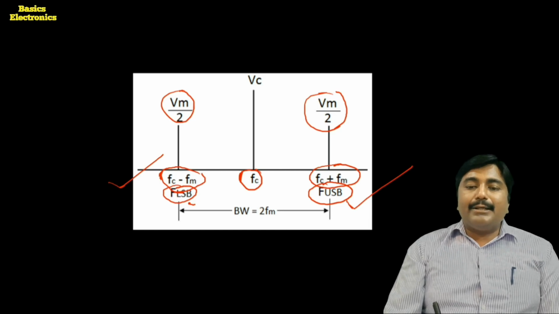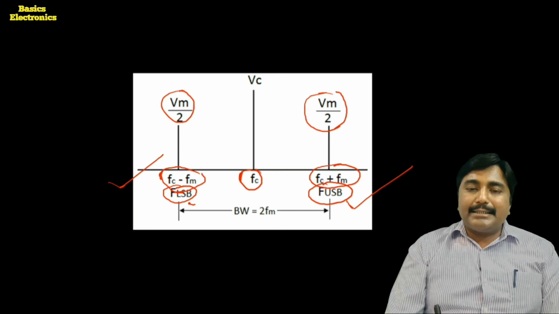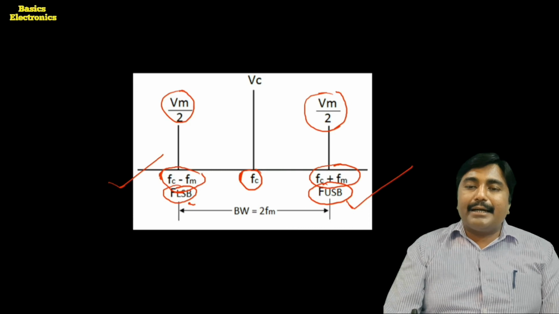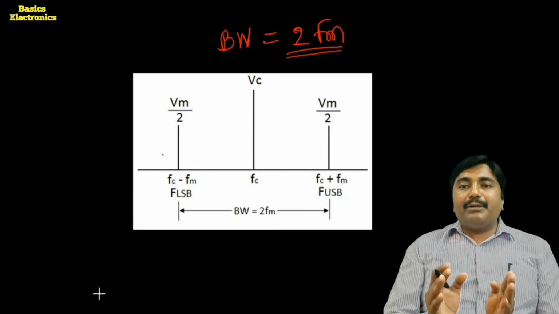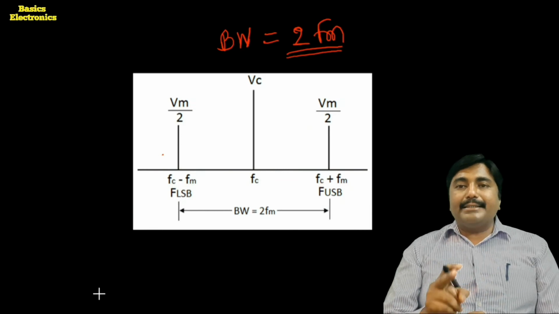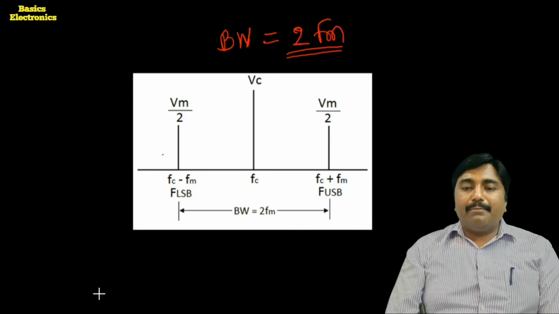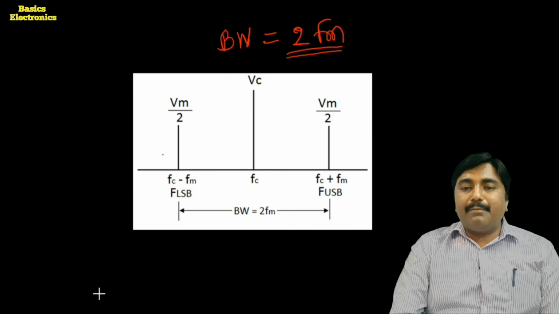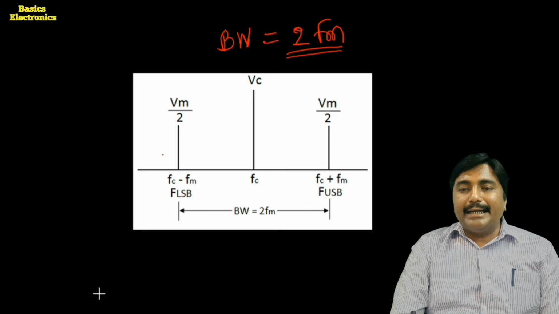Okay, the frequency domain display gives us the bandwidth of the amplitude modulated signal, because there are two frequencies, the upper frequency and the lower frequency, and bandwidth is nothing but the difference between the upper sideband frequency and the lower sideband frequency. Here, if we observe this diagram, we get the bandwidth BW equals twice Fm. It is double the modulating signal frequency.